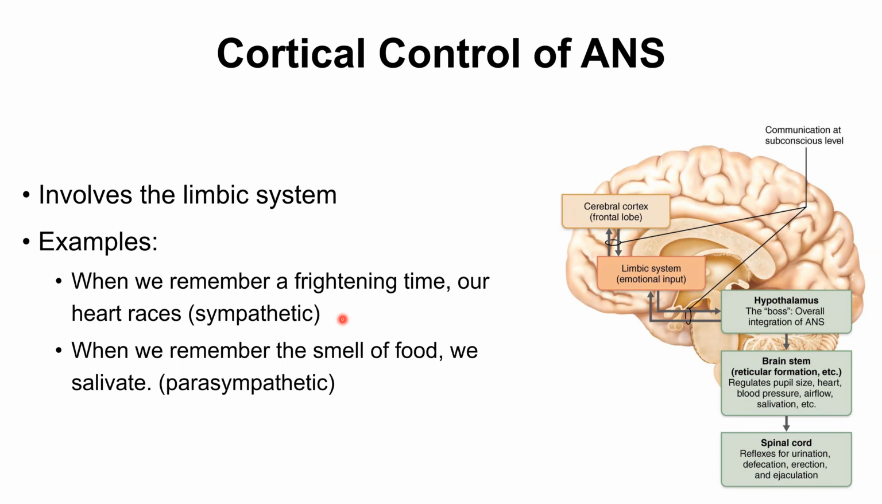Alternatively, if you're remembering the smell of a certain food, we start to salivate, or if you see food on the TV, you might start to salivate. And this would be the parasympathetic nervous system kind of kicking into action, because we have this communication going on between our frontal lobe, our cerebral cortex, our limbic system, and our hypothalamus, all interacting to produce responses.